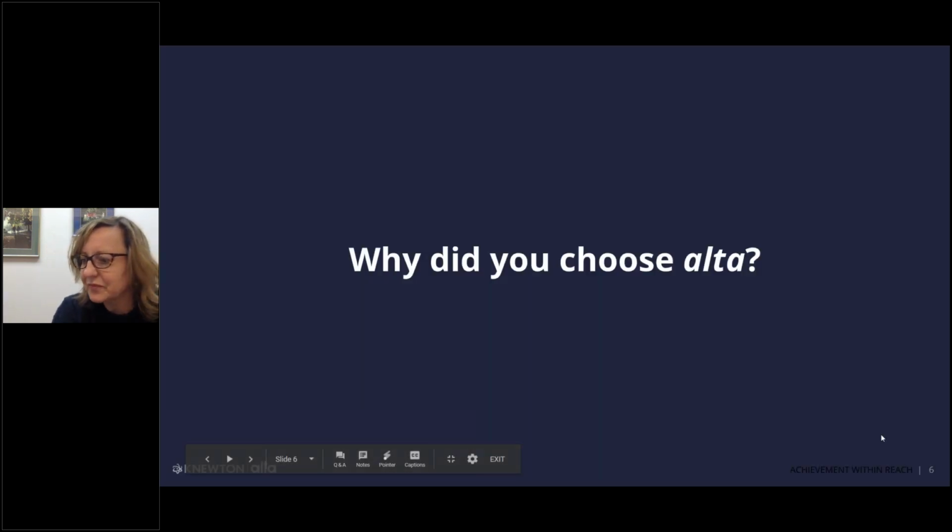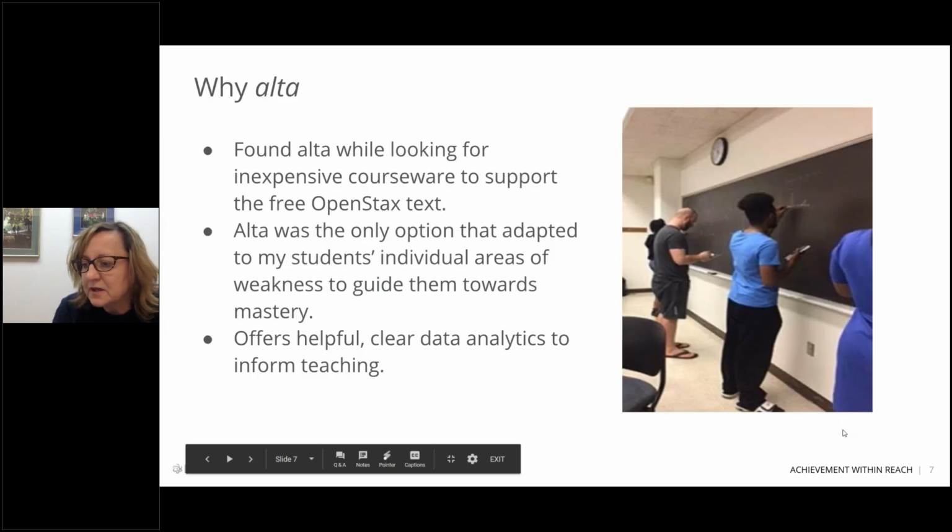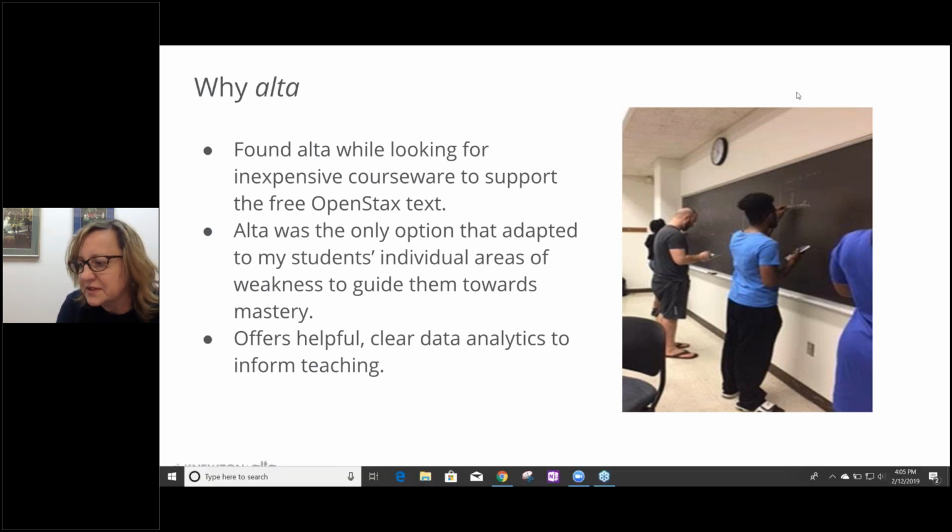Super. So first question, Sharon, why did you choose Alta? Well, in 2015, I decided to make the move to open educational resources. I was teaching a pre-calc class and noticed that none of my pre-calculus students had a textbook. After class, I walked over to the bookstore and our pre-calc text with its tutorial software was priced over $200.